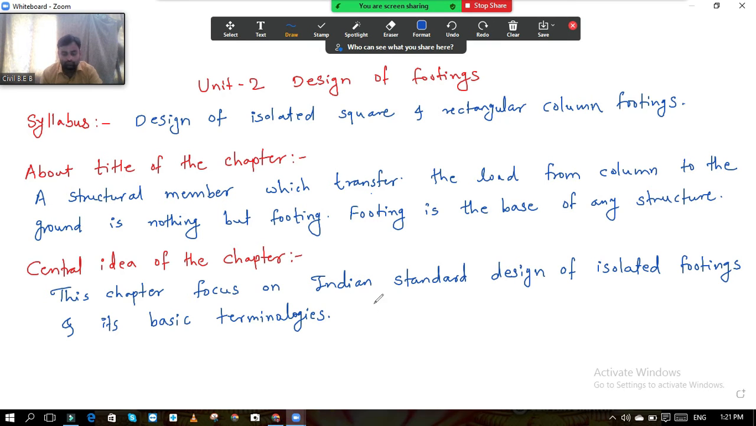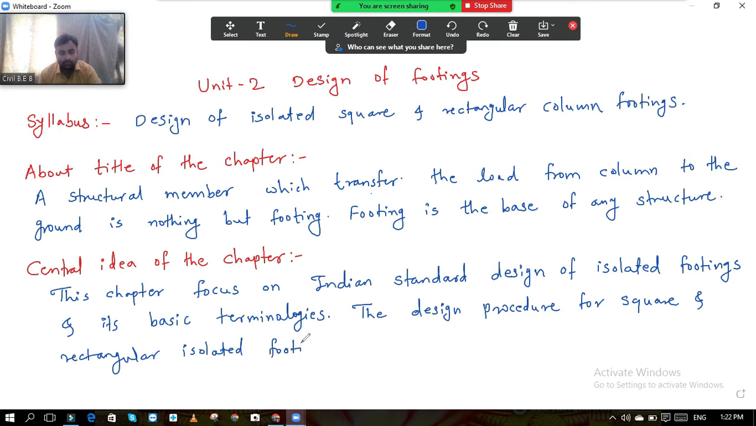The design procedure for square and rectangular column footing, or square or rectangular isolated footing, are discussed in this chapter.